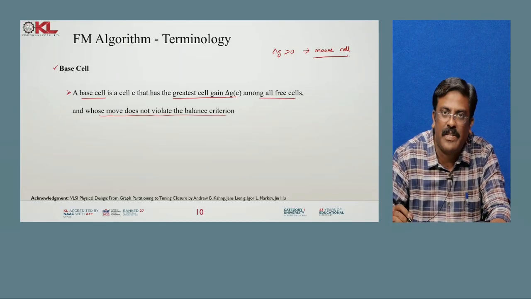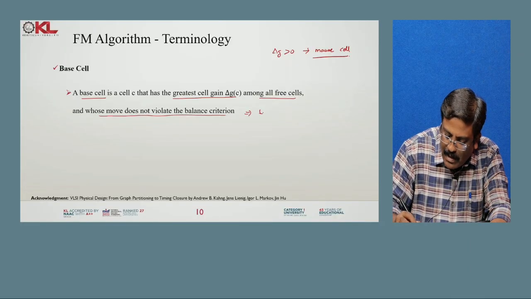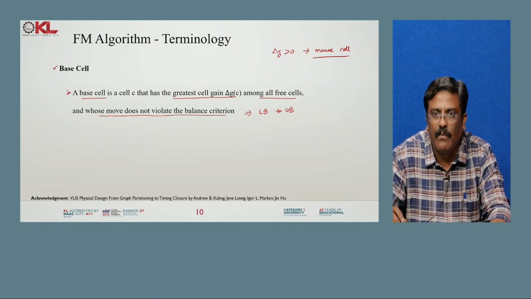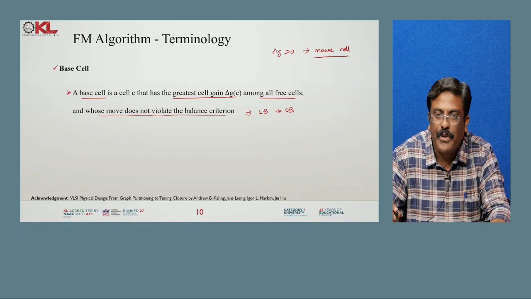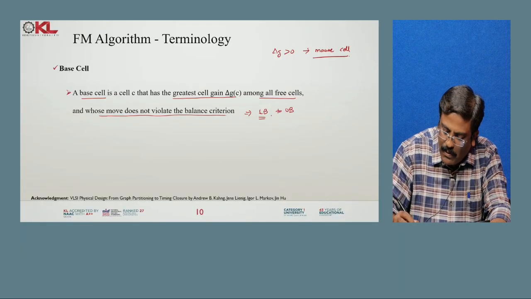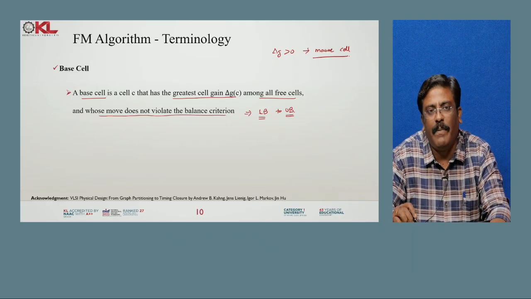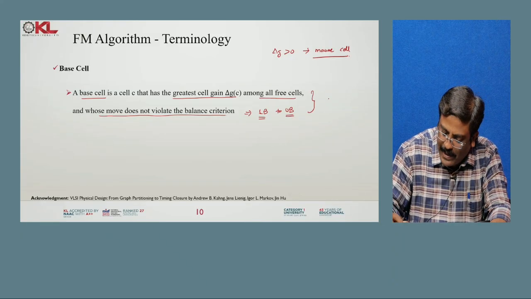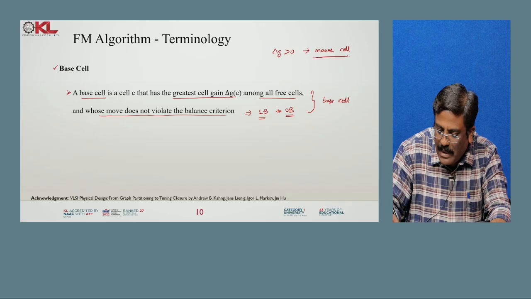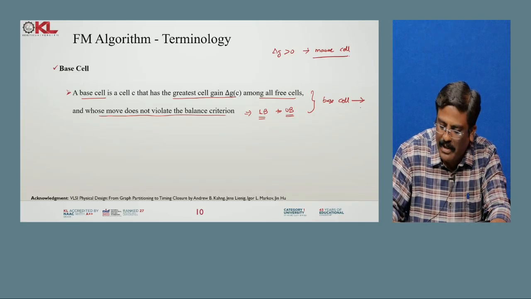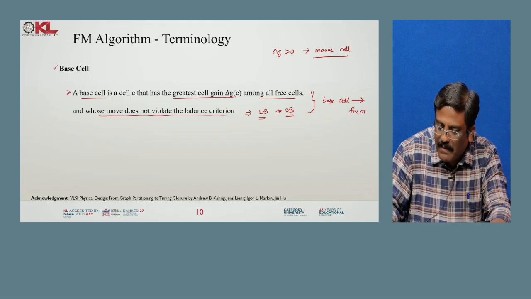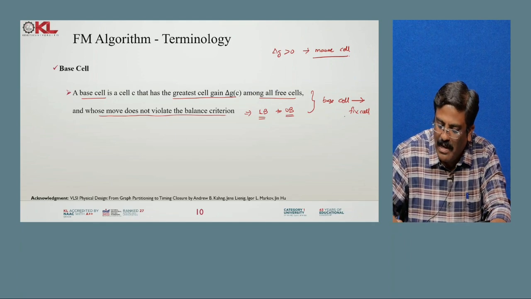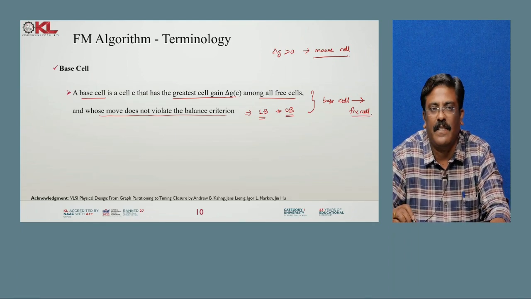What is the meaning of violating the balance criteria? It should fall between the lower bound and the upper bound. The area of your moving cell should fall between the lower bound value and the upper bound value. Only that particular cell can we call a base cell. And once this base cell moves from one partition to another partition, we call that base cell a fixed cell after the movement. On the post movement of your base cell from one partition to another, we consider this base cell as a fixed cell.